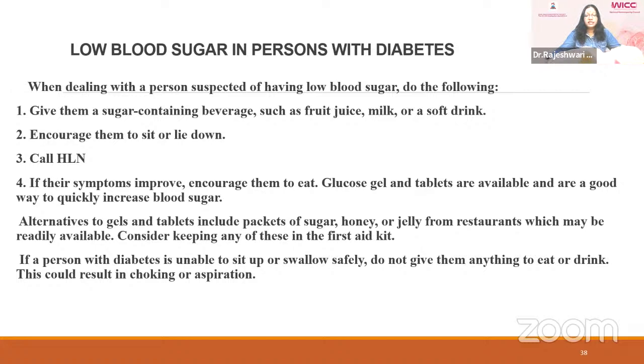Alternatives to gels and tablets can be packets of sugar, honey, jelly, or anything sugary from restaurants, whatever is available. Also, you need to keep sugar sachets in the first aid kit. If a person with diabetes is unable to sit up or swallow safely, you do not give them anything to eat or drink. Always remember that. Ensure that the person is able to swallow.